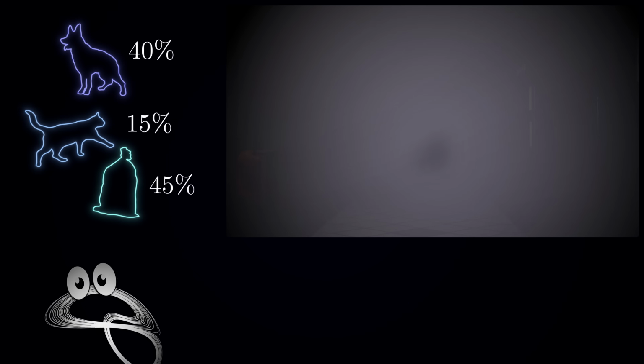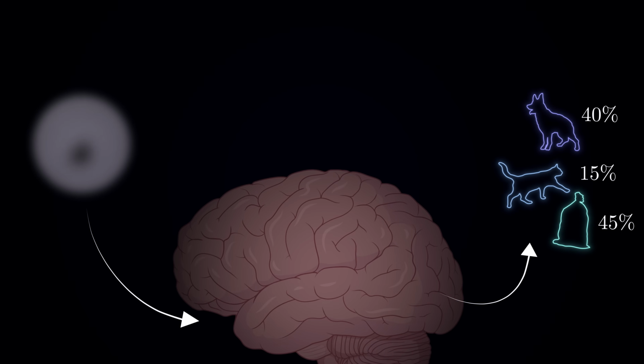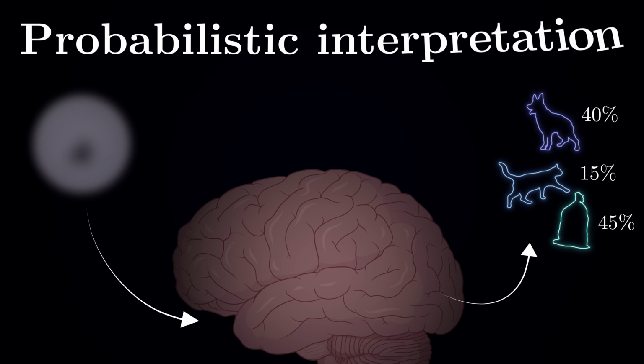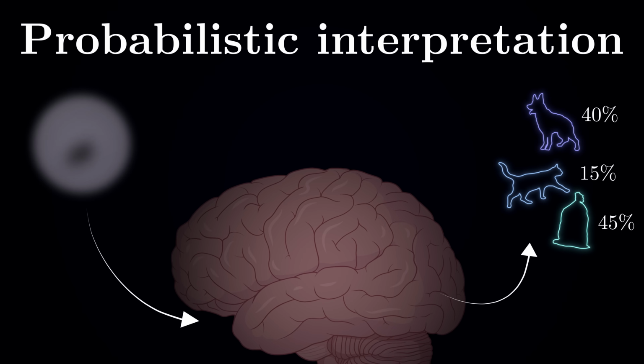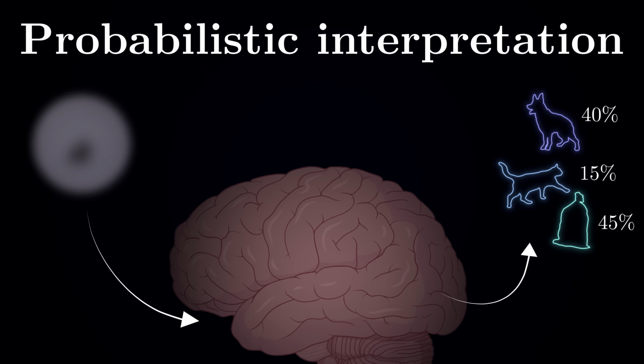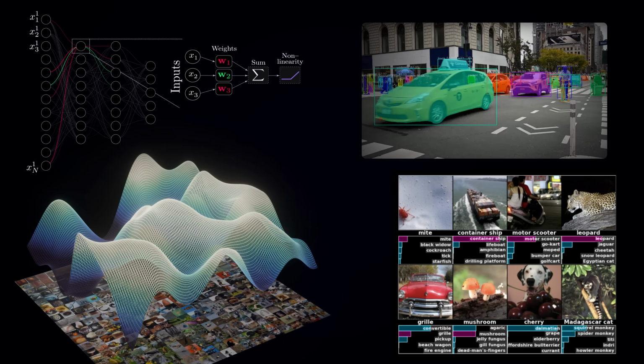This scenario illustrates a fundamental aspect of how our brains process information. We don't just see things as binary, we interpret probabilities. When faced with unclear or incomplete information, we naturally think in terms of likelihoods and uncertainties. This probabilistic view of sensory data also underlies many advancements in modern machine learning.